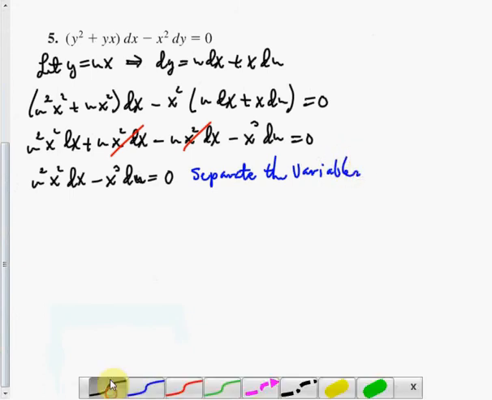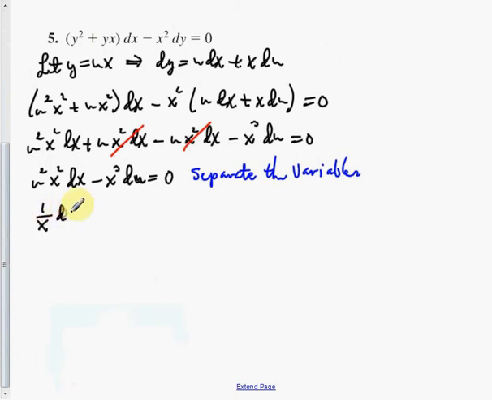So to do that, we divide through by x squared, u squared, and then divide through by x cubed. So dividing through by the x cubed and the u squared, we get x squared divided by x cubed is 1 over x dx minus 1 over u squared du equal to 0. This is 1 over x dx is equal to 1 over u squared du.